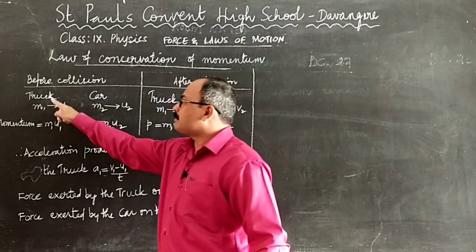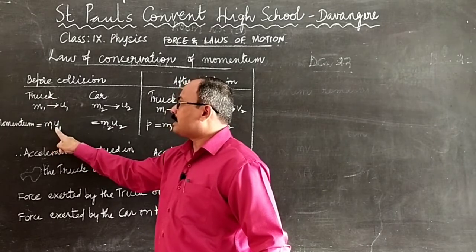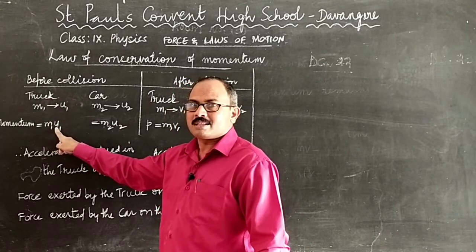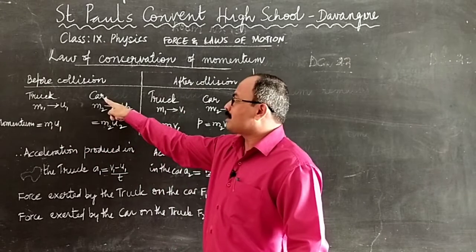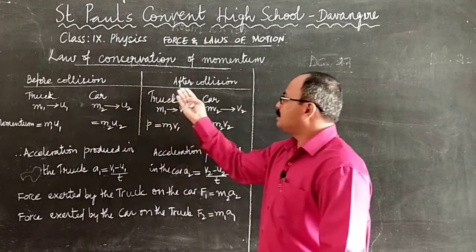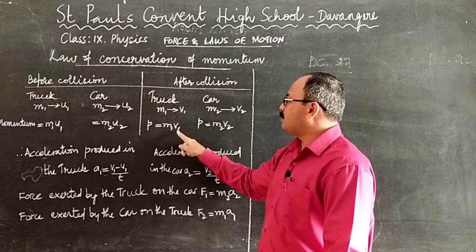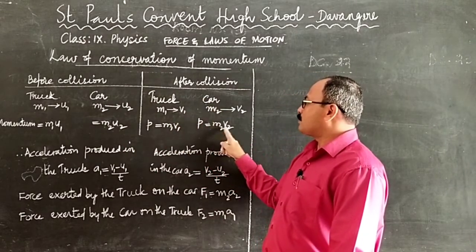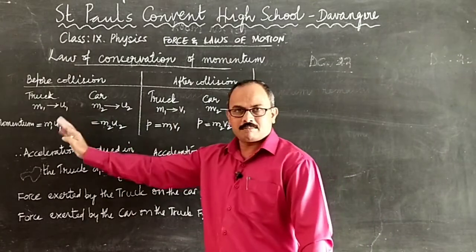Therefore, the momentum of the truck becomes m1 u1, the product of mass and velocity. Momentum of the car is m2 u2. After collision, the momentum becomes m1 v1. Momentum of the car becomes m2 v2. This is the basic concept.